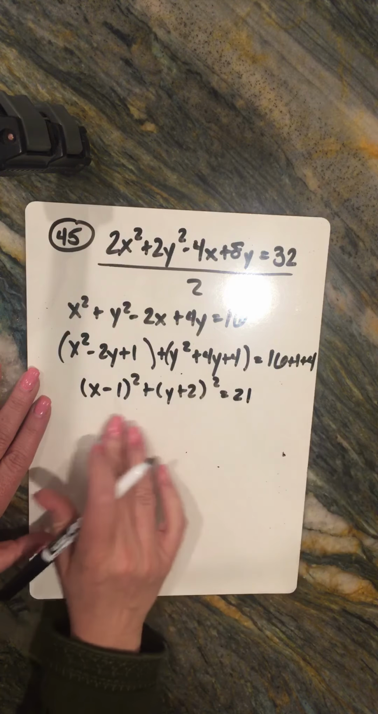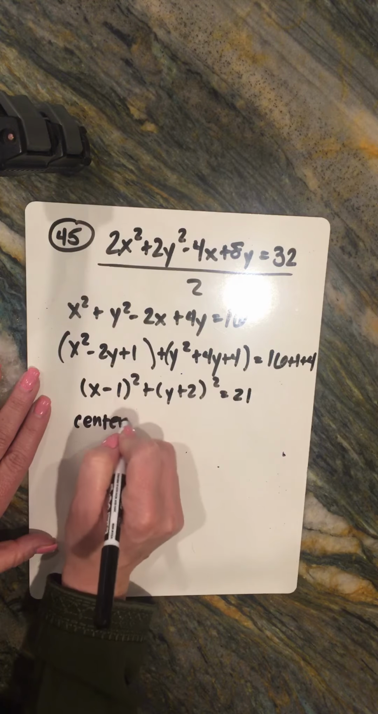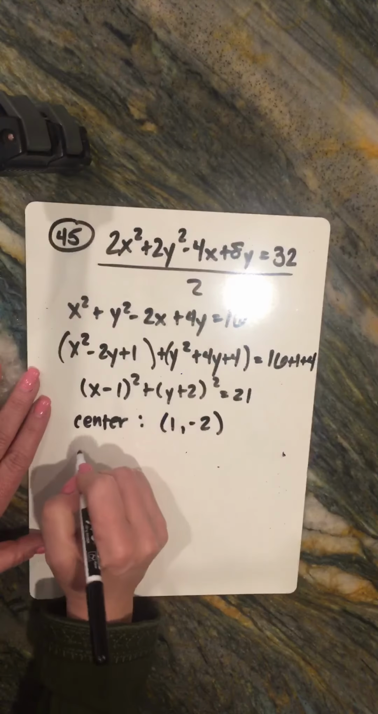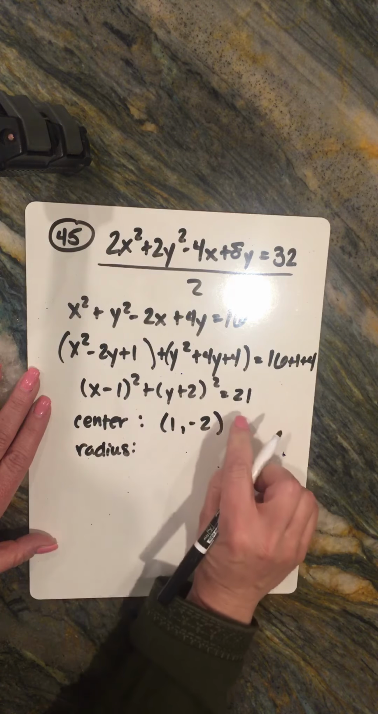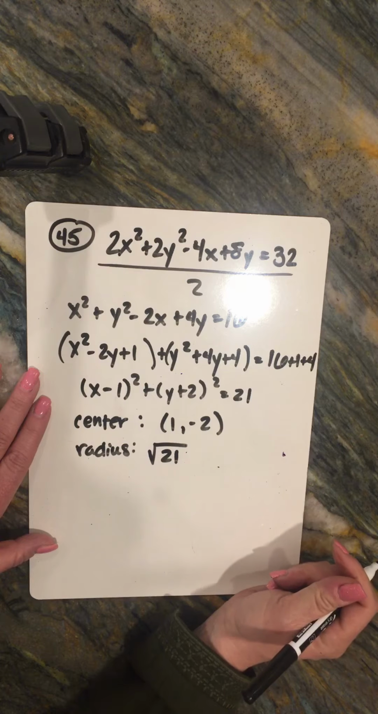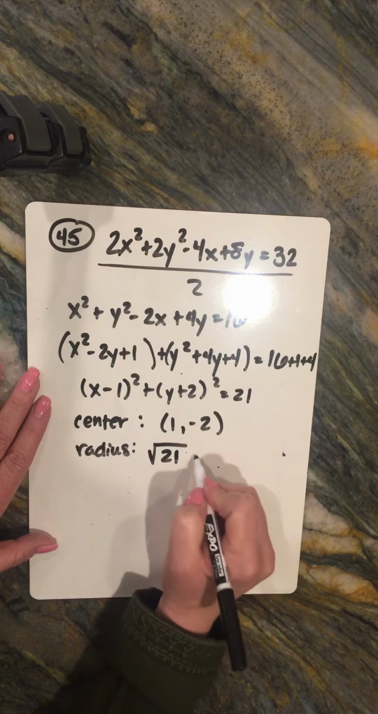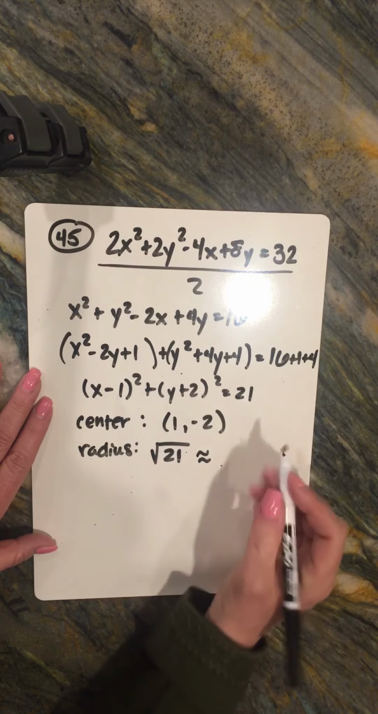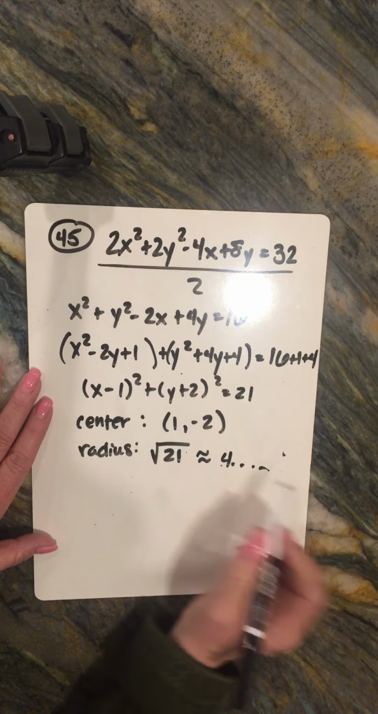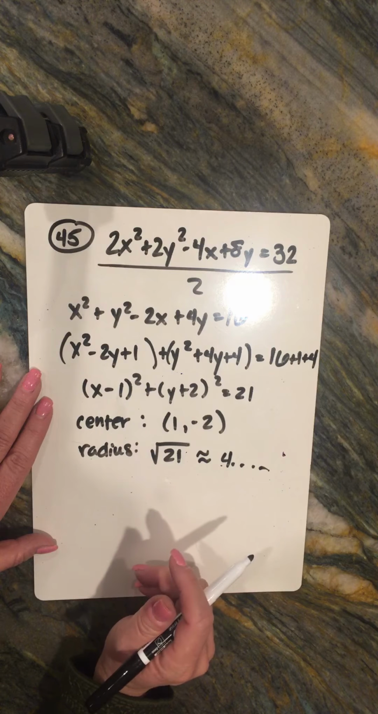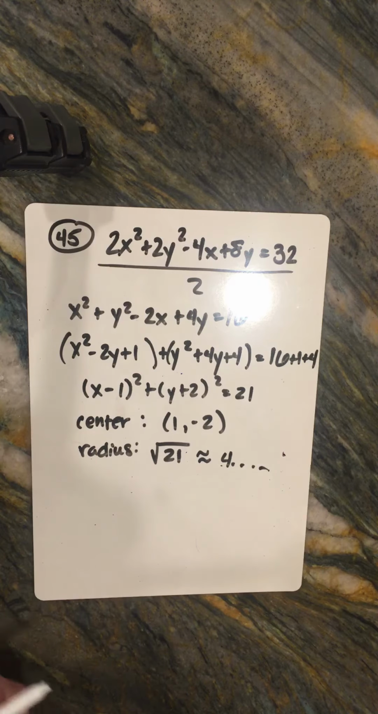All right, so then our center is located at h, k, so h is 1, k is negative 2, and the radius is going to be, well, this is not a perfect square, but we can still take the square root of it. So there's your radius. I would stick this into the calculator and get yourself an approximation. The square root of 21 is going to be somewhere between 4 and 5, so your radius is 4 point something. Graph your center with a radius of 4 and a bit, and that will give you your circle. So that is 45.